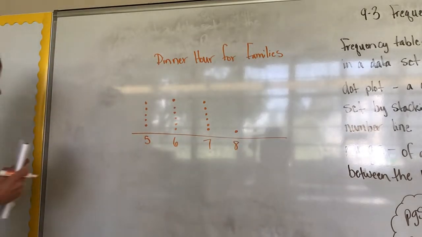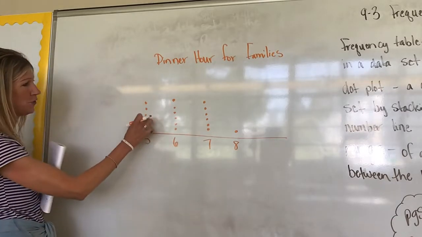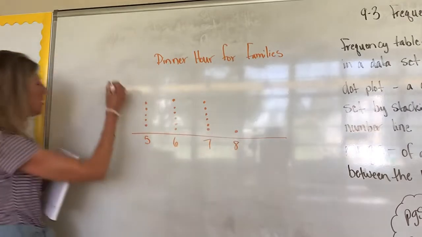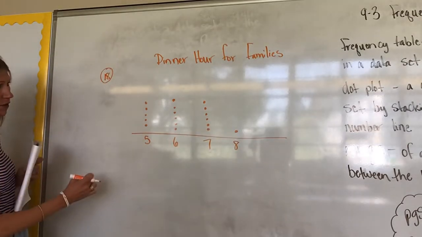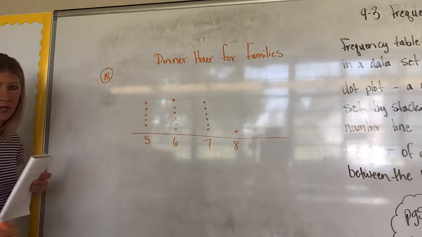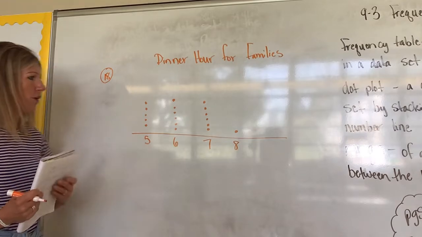So here we had 6, and 6 is 12, 13, 14, 15, 16, 17, 18. So we know we interviewed 18 people because every dot represents someone you talked to. And they told you what hour they were eating their dinner, what was most common for them.